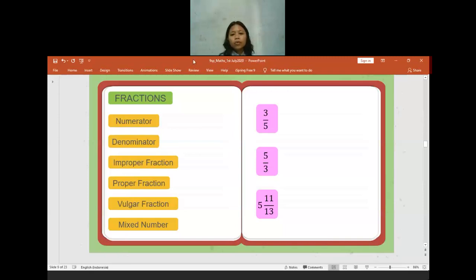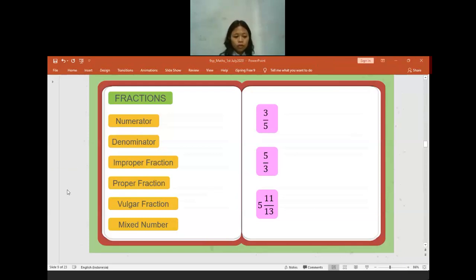Before I continue to chapter 4, does anyone still remember which one I have to call the numerator and which one the denominator? Numerator is the top one. Denominator is the bottom one. Okay. Now I have 3 fractions here. Anyone want to help me? The improper fraction, which fraction can I call an improper fraction?